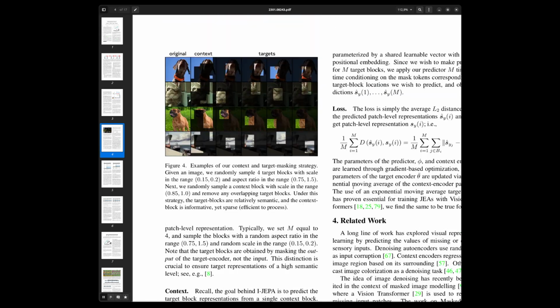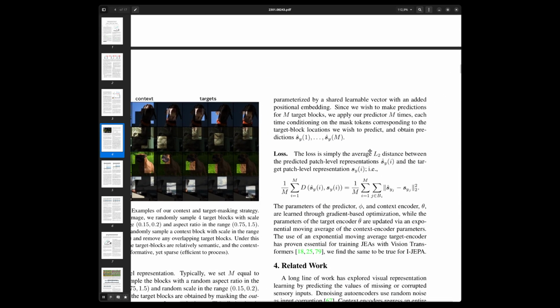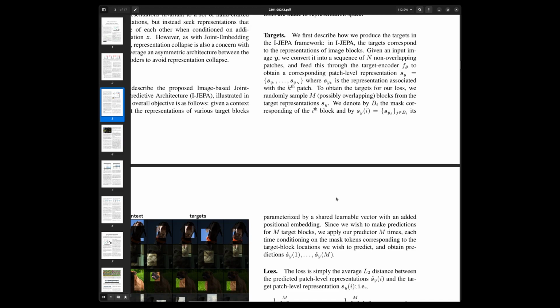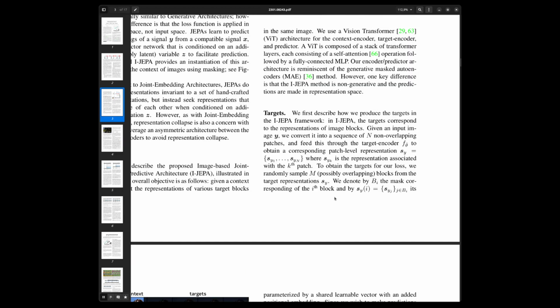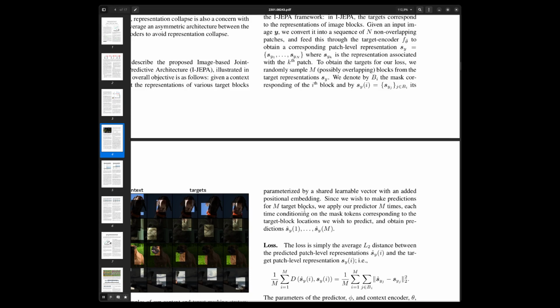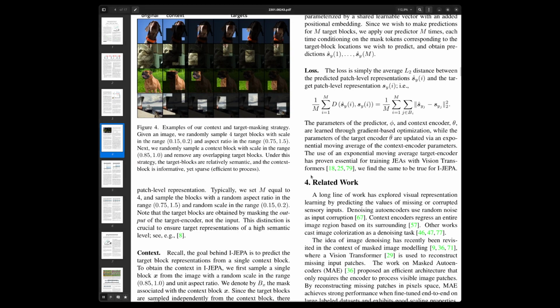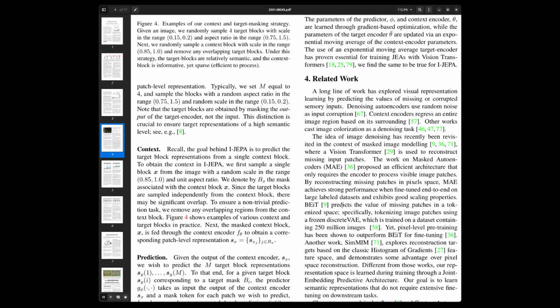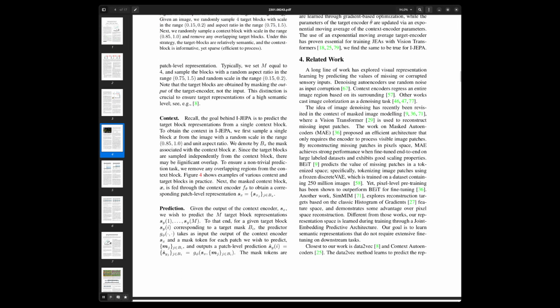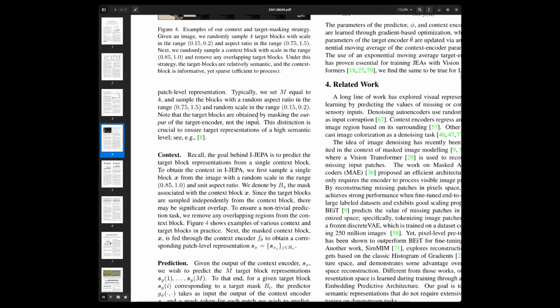Were you able to find out if in MAE they masked before? Yeah, you were right, they masked before. You don't need to verify. Okay, cool. So I guess this is a nice thing, but they're not talking about that yet. Recall, the goal behind I-JEPA is to predict the target block representation from a single context block.